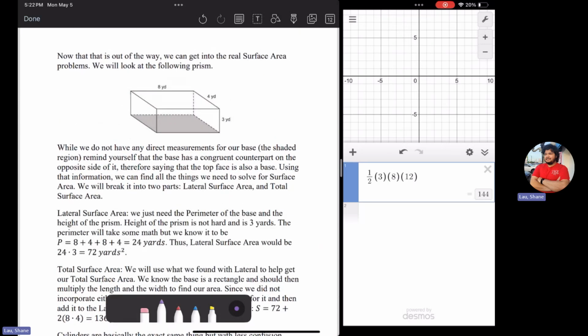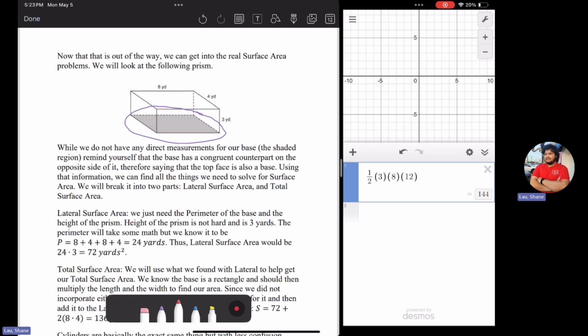But let's actually look at this specific problem. I have two problems that we're going to look at: a prism and a cylinder. The cylinder will take probably less than a minute. It'll be really quick, because the prism will take a little bit more time. A couple of things: notice here that we don't have any direct measurements of our base. It's the lowest part, the part that's going to sit on our table. We don't have any measurements for it.